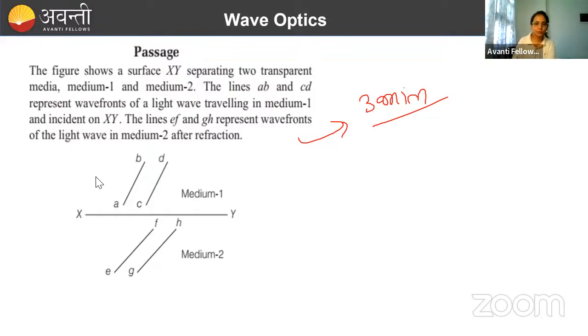Okay, so this is the question. I need to just, oh sorry, I forgot. Just draw this diagram on your copy. Okay, read the question and draw this diagram on your copy. Then I will move to the question. Now, this is paragraph kind of question.